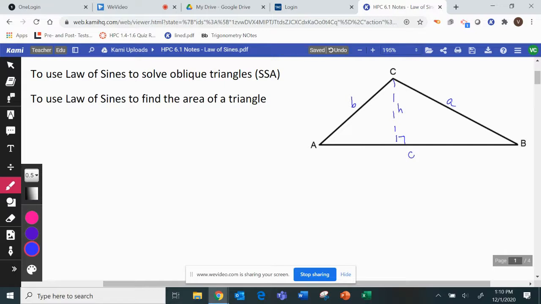Now, if I want to set up something with angle A, I could say that the sine of angle A is equal to the altitude, the height, over the hypotenuse of just that smaller triangle. Especially if we gave this point down here a letter, we'll call it D. So that smaller triangle would be triangle ACD. I could also say that the sine of angle B is H over a.